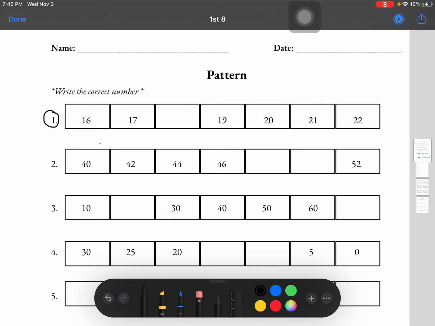16, 17, blank, 19, 20, 21, 22. So from 16 to 17, we see that it's a plus 1. From 19 to 20, it's also a plus 1. 20 to 21 is also a plus 1, and 21 to 22 is also a plus 1, meaning from 17 to blank has to be plus 1. And 17 plus 1 is equal to 18, so the answer to number 1 for patterns is 18.